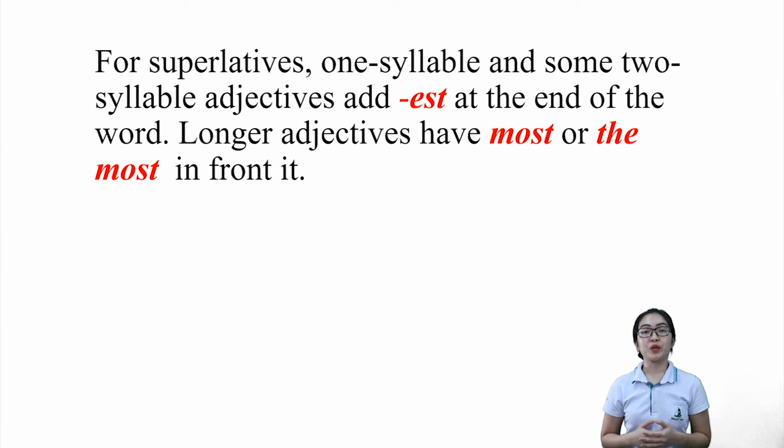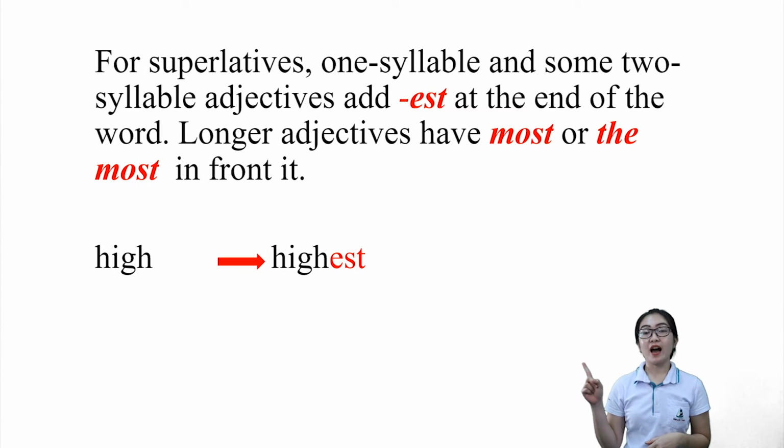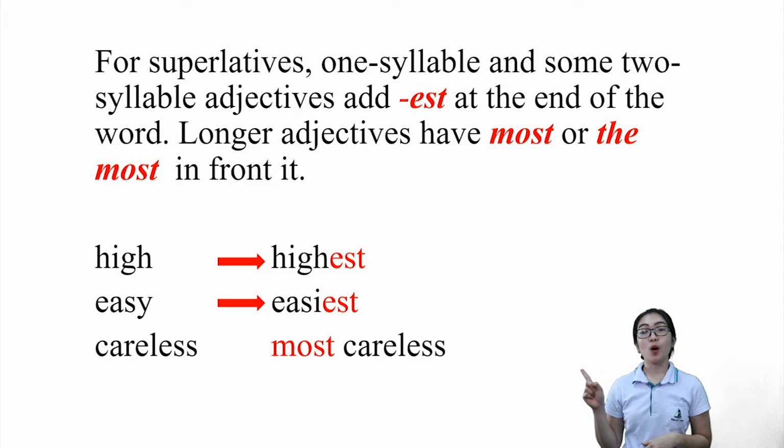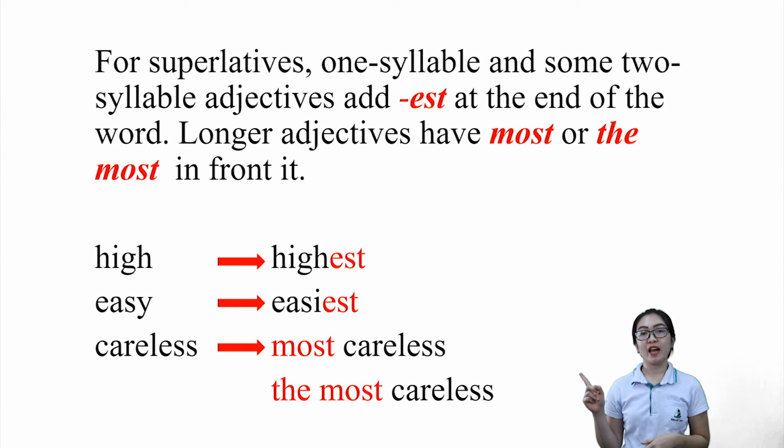Let's move on to superlative adjectives. For one-syllable and some two-syllable adjectives, we add -est at the end of the word. Like for high, it becomes highest, and easy becomes easiest. For longer adjectives, we use most or the most in front of the adjective. As for careless, it becomes most careless. Or, if we use it as a predicate in the sentence, then we could say the most careless.